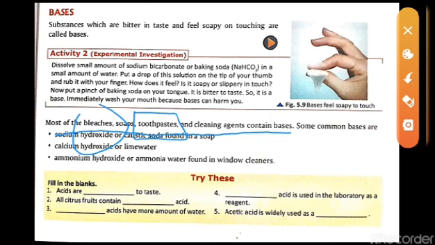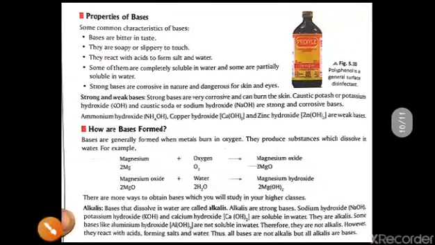Now the second one we have is calcium hydroxide, or lime water. It is also a base. Ammonium hydroxide, or ammonia water, is found in window cleaner too. So let's see what we have.